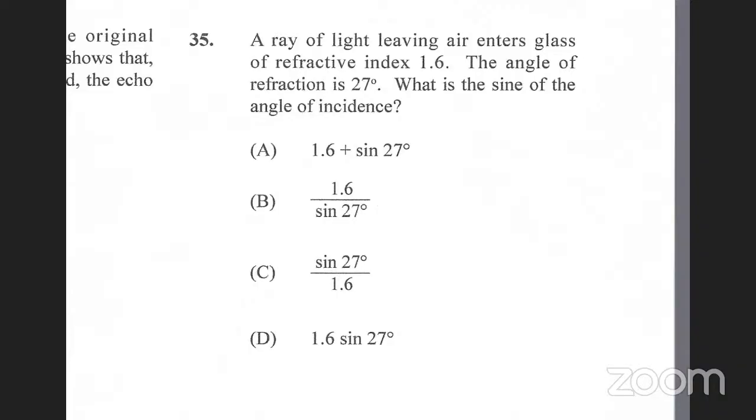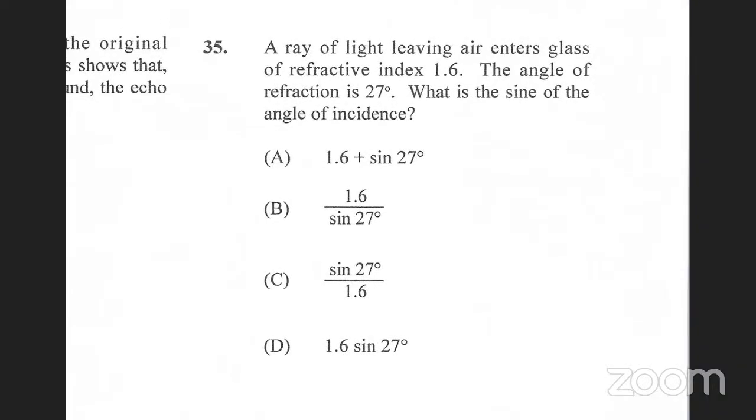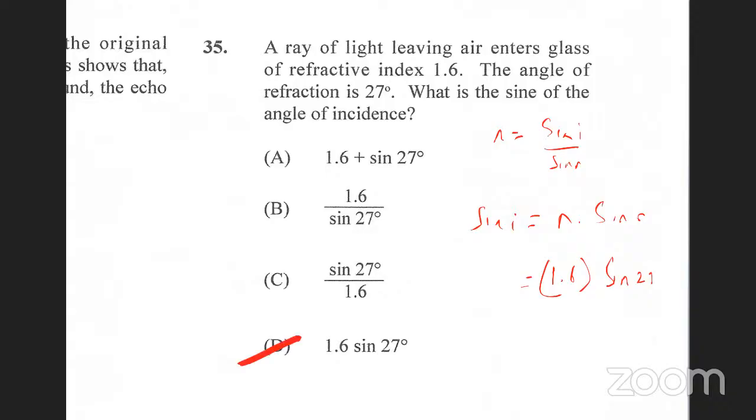35, a ray of light leaving air enters a glass of refractive index 1.6. Given the angle of refraction, find the sine of the angle of incidence. So we know the formula. To get sine i, that will be the refractive index times sine r. So that's 1.6 times sine 27. That's D.